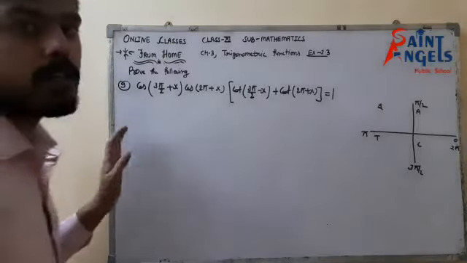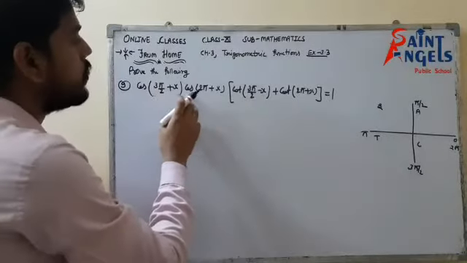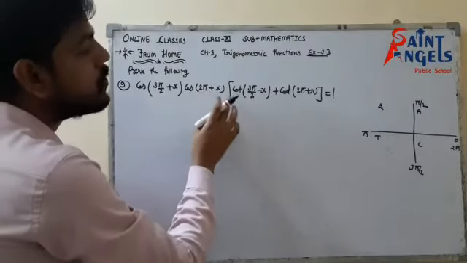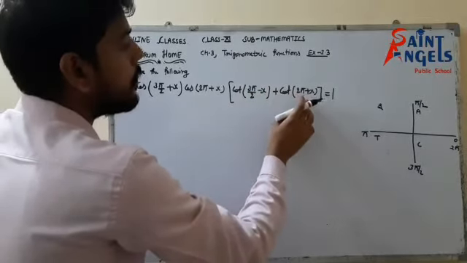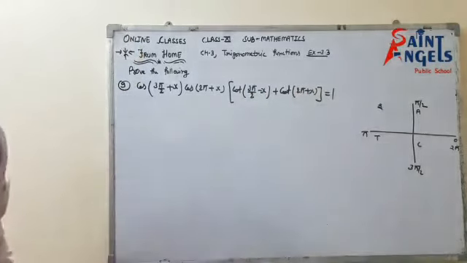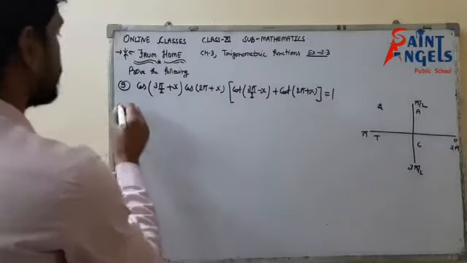Students, now look at question number 9. We have to prove cos(3 pi by 2 plus x) into cos(2 pi plus x) into cot(3 pi by 2 minus x) plus cot(2 pi plus x) equals 1. Is it plus in between? Yes, it is plus. Okay, now take LHS.